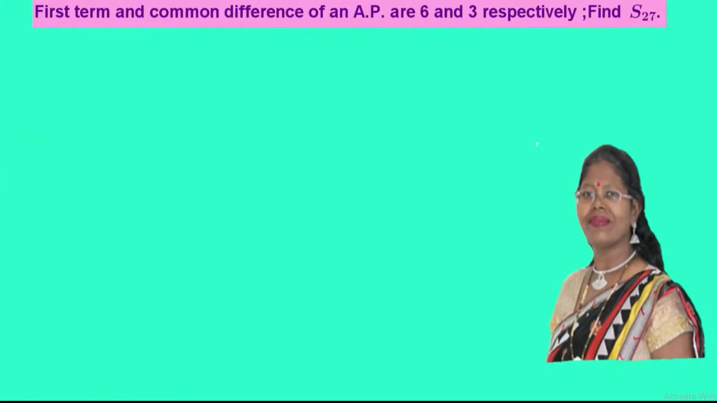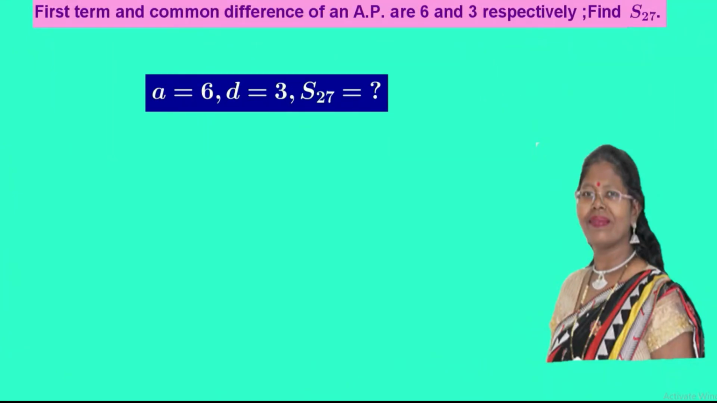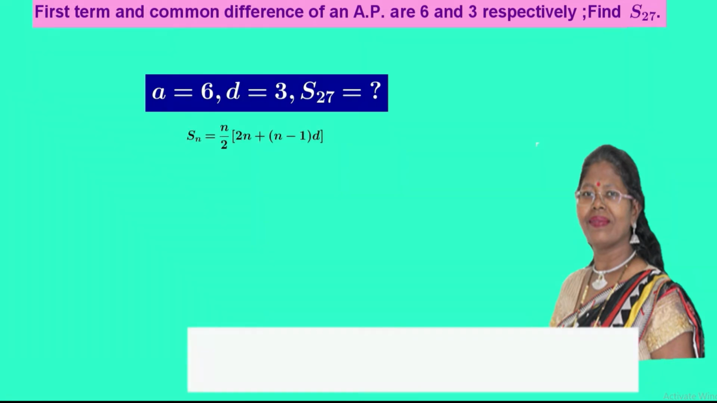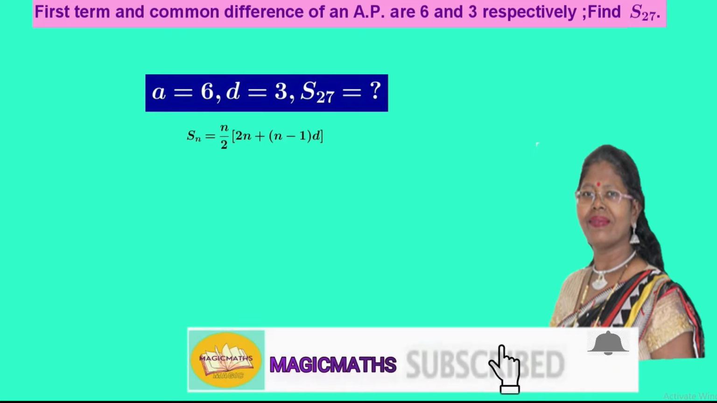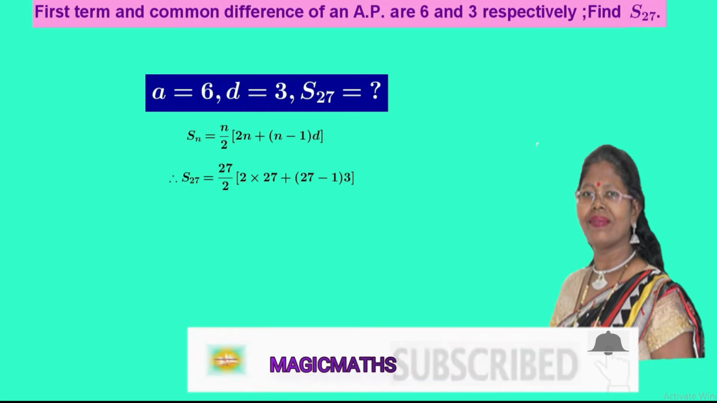Today we are going to learn how to find S27 of an AP whose first term and common difference are 6 and 3 respectively. Here A is equal to 6 and D is equal to 3 is given. Then find S27. So we take the formula of Sn. Sn is equal to n by 2 in bracket 2a plus in bracket n minus 1 D. Putting the values in the formula for S27.